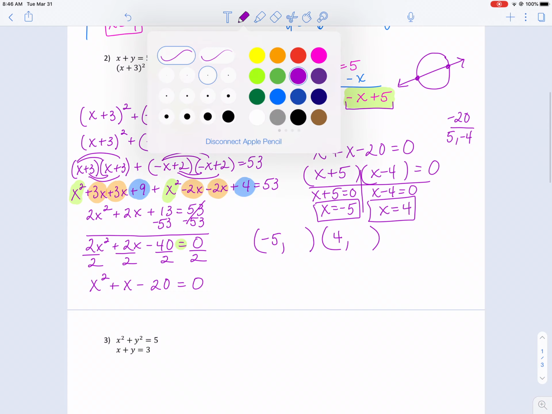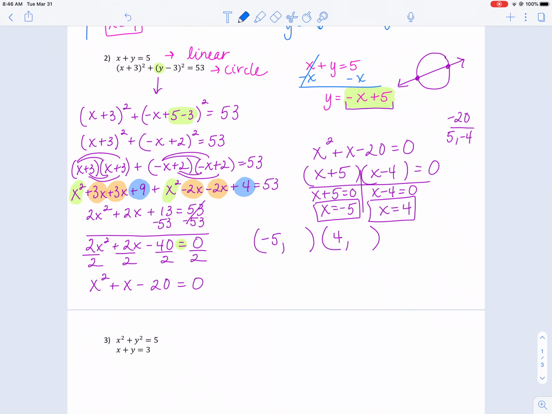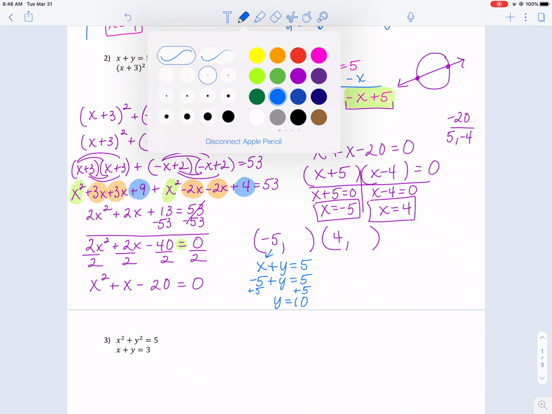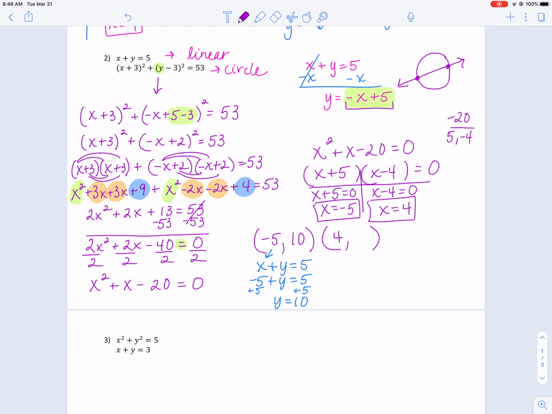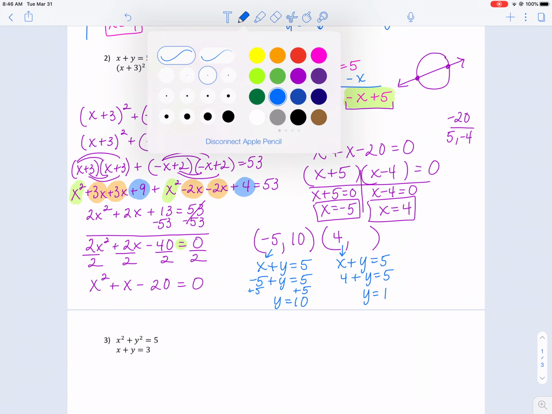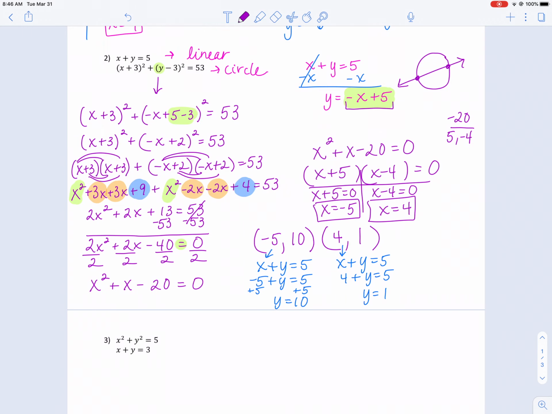So now use your linear equation. Let's use x plus y equals 5 to plug in for x. Negative 5 plus y equals 5. If here we add 5, we get y equals 10. So that means when x is negative 5, y is 10. Okay, let's do that same thing. X plus y equals 5, and now plug in 4 plus y equals 5, making y equal 1. So let's do the double check. Let's put both of these into the calculator and prove that negative 5, 10, and 4, 1 are our solutions.